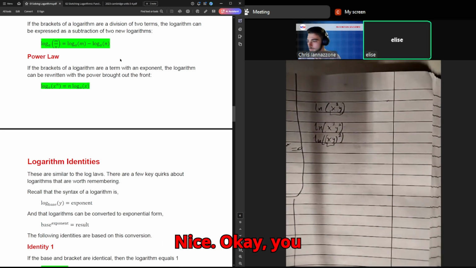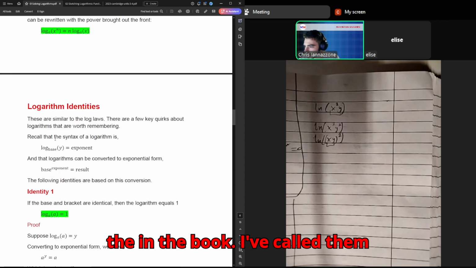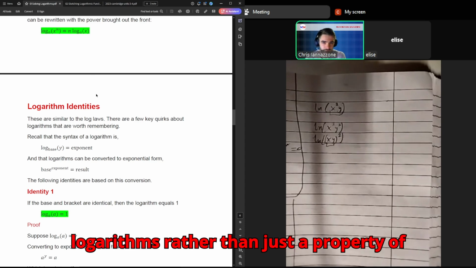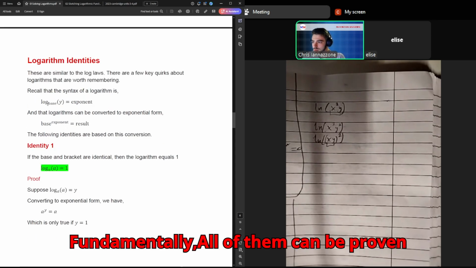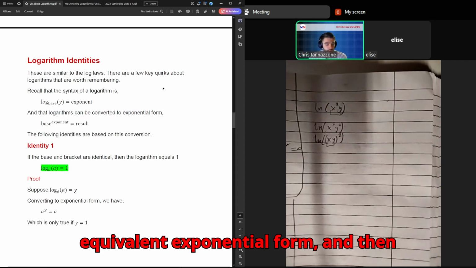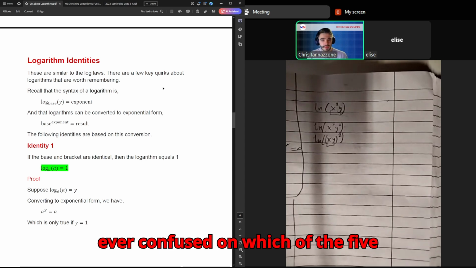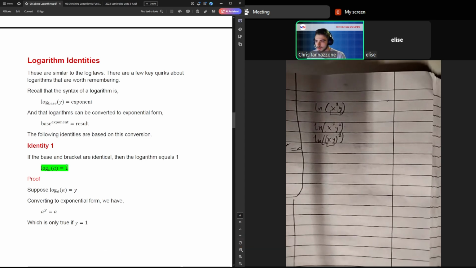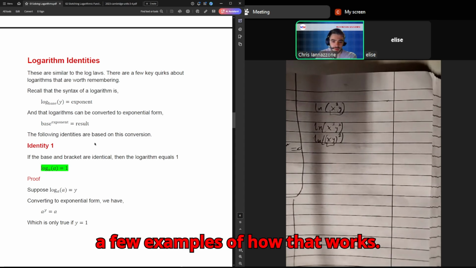Yeah. Nice. Okay, you might see these called logarithm laws in the book. I've called them logarithm identities because they're more so just inherent results for logarithms rather than just a property of how logarithms can be used algebraically. Fundamentally, all of them can be proven by converting your logarithm to an equivalent exponential form and then solving that exponential. So if you're ever confused on which of the 5 identities is applicable to what you have, or if you're ever confused on exactly what the value should be, just convert to an exponential and then you'll be able to prove it. And we'll see a few examples of how that works.